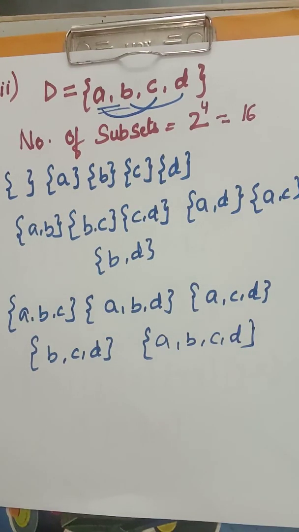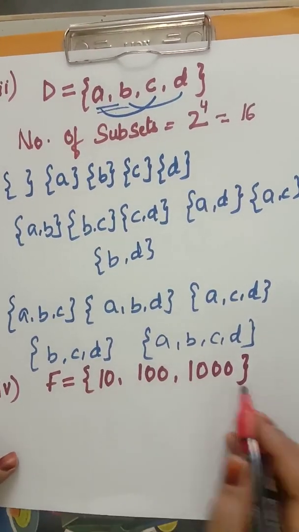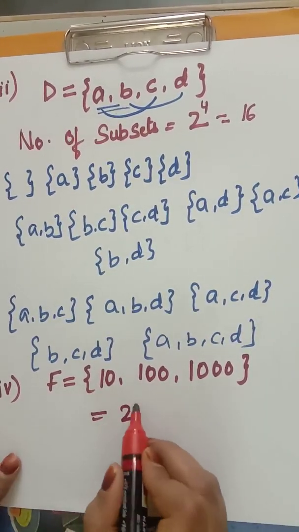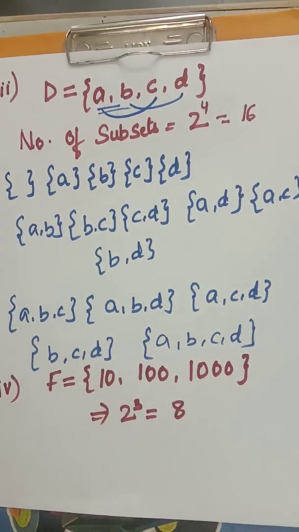Now next one, 1, 4, 9, 6. You people do it. I'll be doing the last one: {10, 100, 1000}. So the number of subsets is how much? That is 2 to the power of 3, that is nothing but 2 2s are 4, 4 2s are 8. Now we need to get 8.